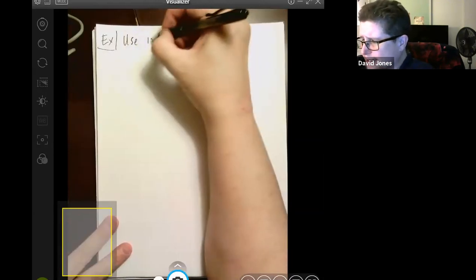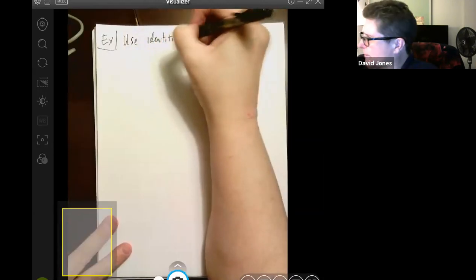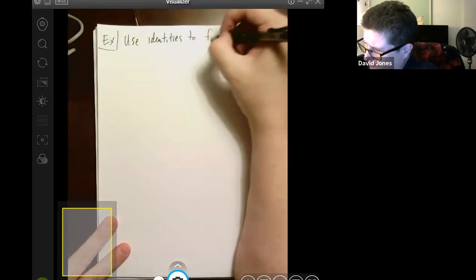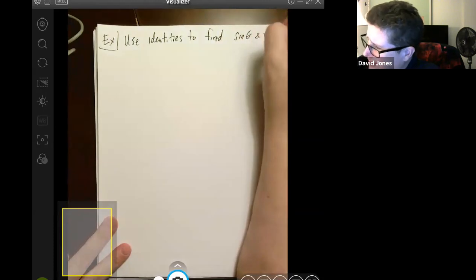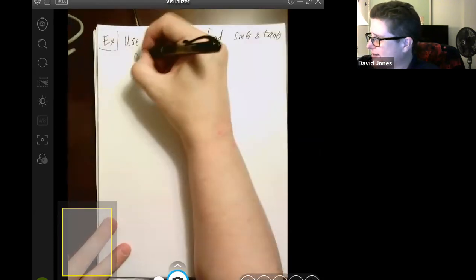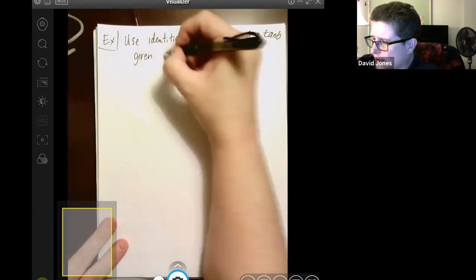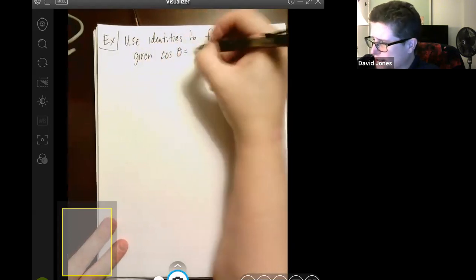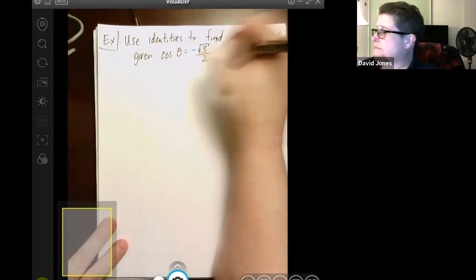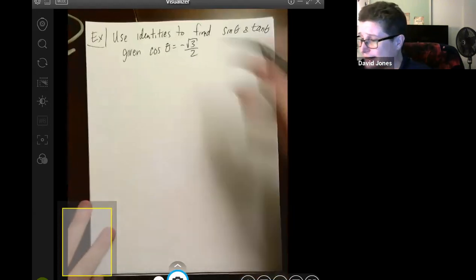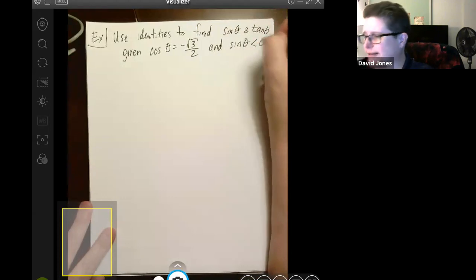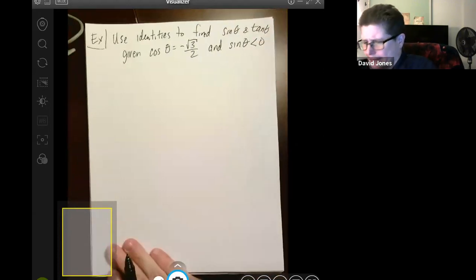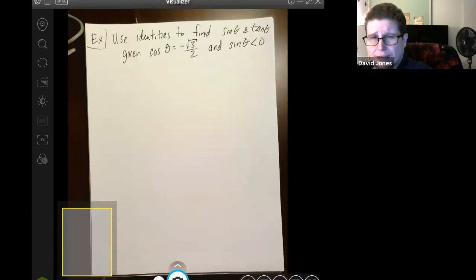Use identities to find sine theta and tangent theta given cosine theta equals negative root 3 over 2, and sine theta is less than 0. That last part is an important piece of information.